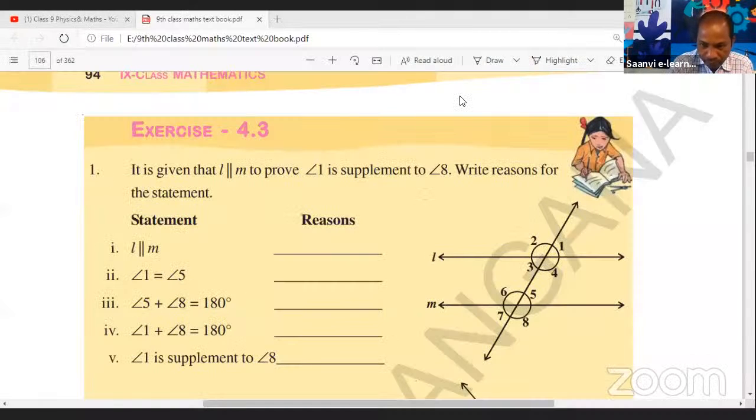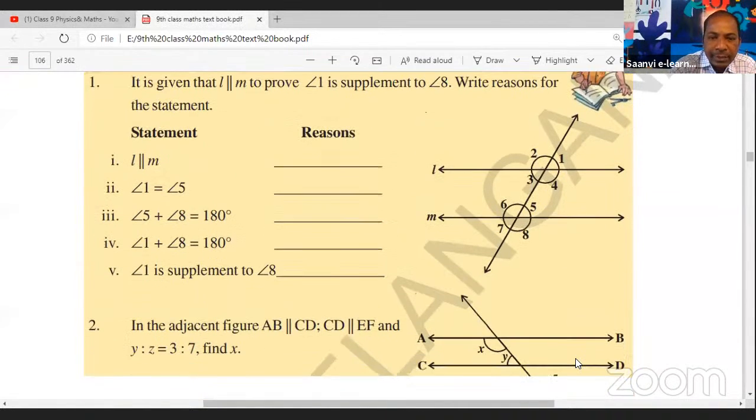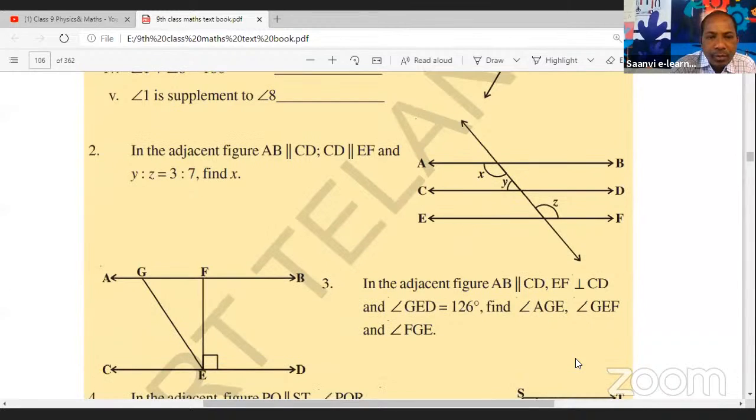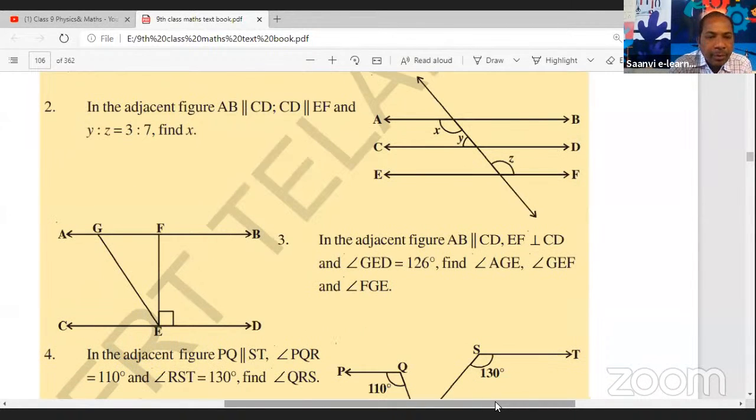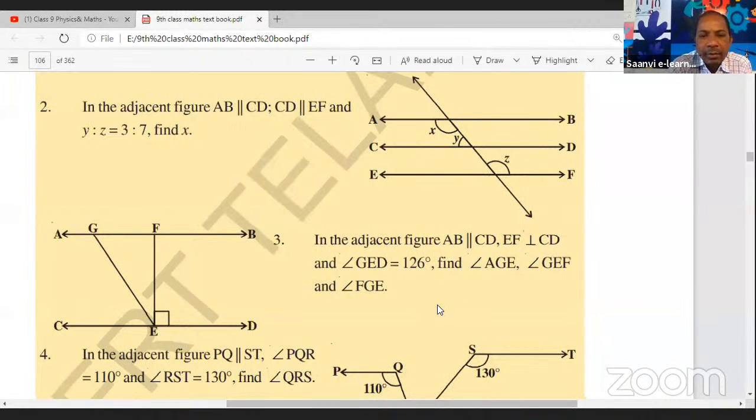Okay, children, this is exercise 4.3. All of you open exercise 4.3. How many problems are completed in exercise 4.3? 2 problems are completed, no? In exercise 4.3, we completed 2 problems in the previous class. Now, see the third problem.